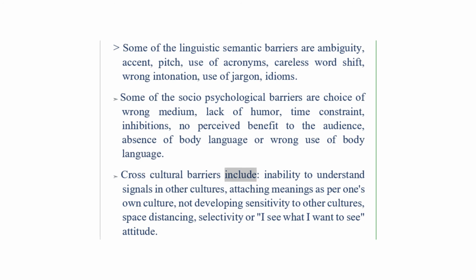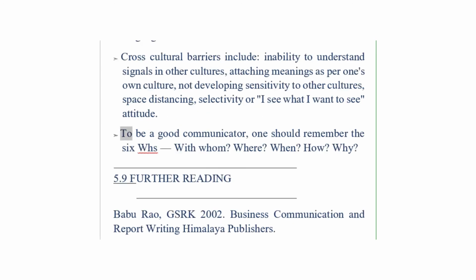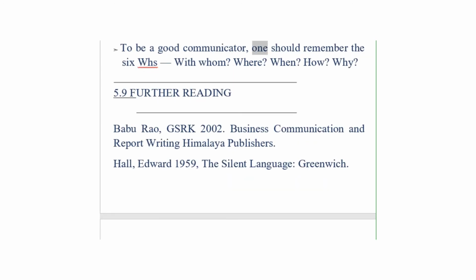Cross-cultural barriers include inability to understand signals in other cultures, attaching meanings as per one's own culture, not developing sensitivity to other cultures, space distancing, selectivity or "I see what I want to see" attitude. To be a good communicator, one should remember the 6 Ws: with whom, where, when, how, why.